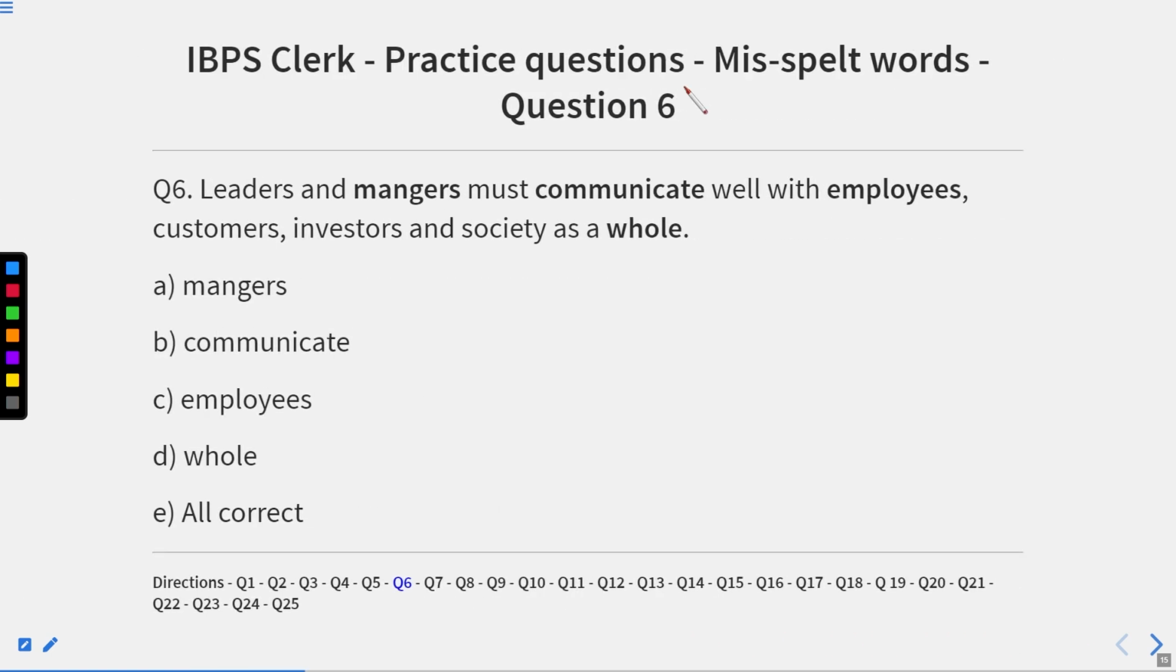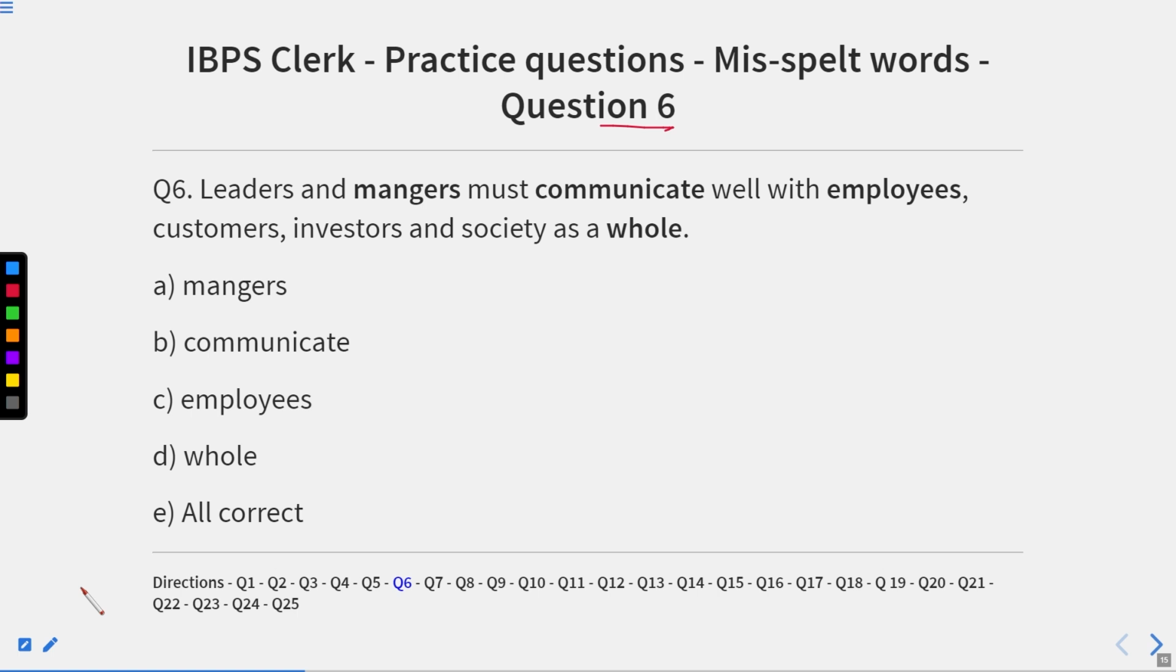Here we have question number 6. Leaders and managers must communicate well with employees, customers, investors, and society as a whole. Now let us see all the spellings one by one. The first spelling is managers, that is misspelled as mangers. Another spelling is communicate. Now this spelling is correct.